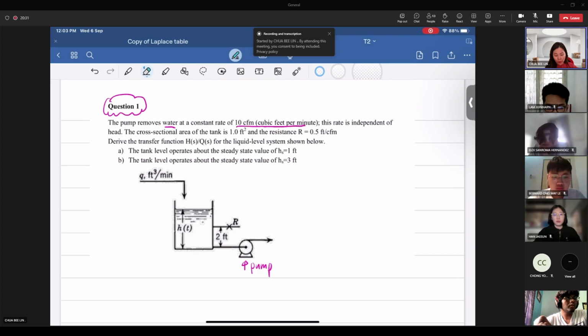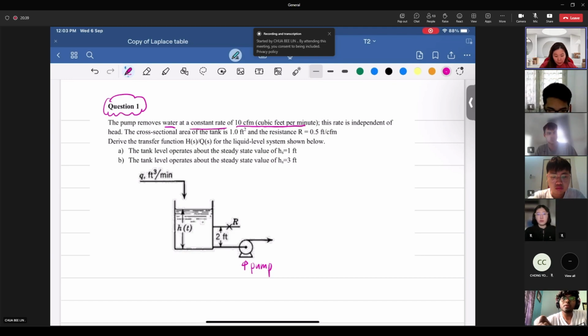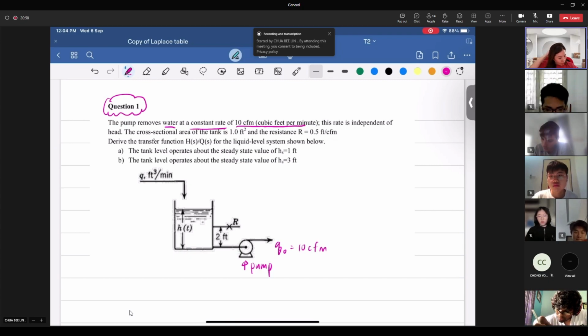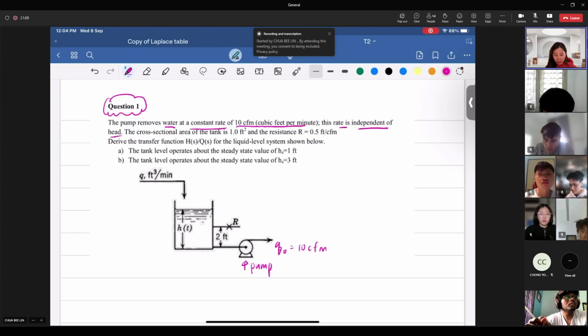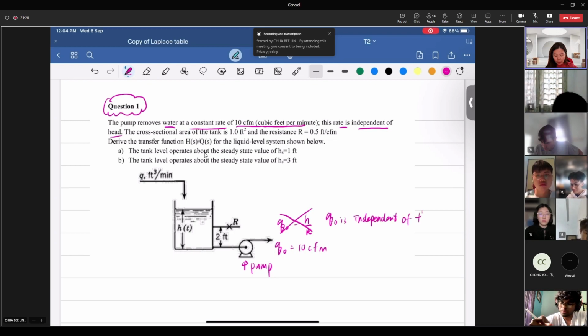Okay, so the pump removes the water at a constant rate. So the exit flow rate is a constant flow rate of 10 cubic feet per minute. So this is your Q naught. This Q naught is the exit volumetric flow out, meaning it's volume per time. So it is 10 CFM, cubic feet per minute, which will be given later in your test and final exam in an SI unit, not this English unit. So this rate is independent of the head, meaning that you cannot use H over R. No. Q naught is independent of the tank level.